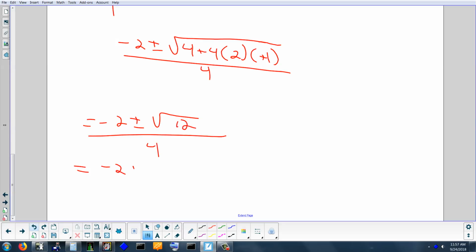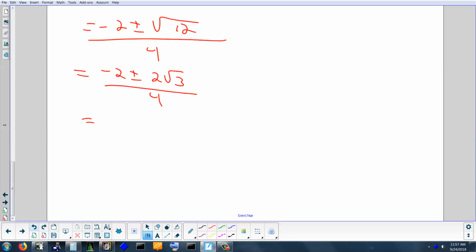Divide by 4. And now, with the square root of 12, how does the square root of 12 simplify? Yeah. And it's good once you write it as 2 square root of 3, because look what happens. You can divide everything by 2. Divide by 2, 2, 2. Just the stuff on the outside of roots. Okay, but if you do it in one spot, you got to do it in all 3. So the final answer is negative 1 plus or minus square root 3 over 2.